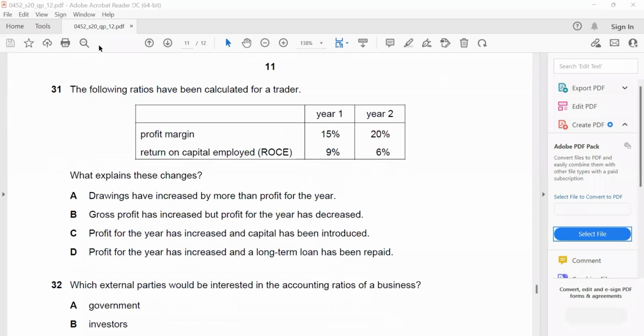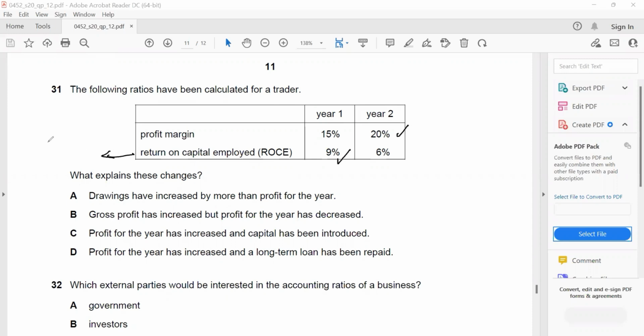Okay, 31. The following ratio has been calculated as follows. Profit margin, ROCE. So year 2 is better, but year 1, this one is better. So what explains this change? Drawing has increased by more than profit for the year.